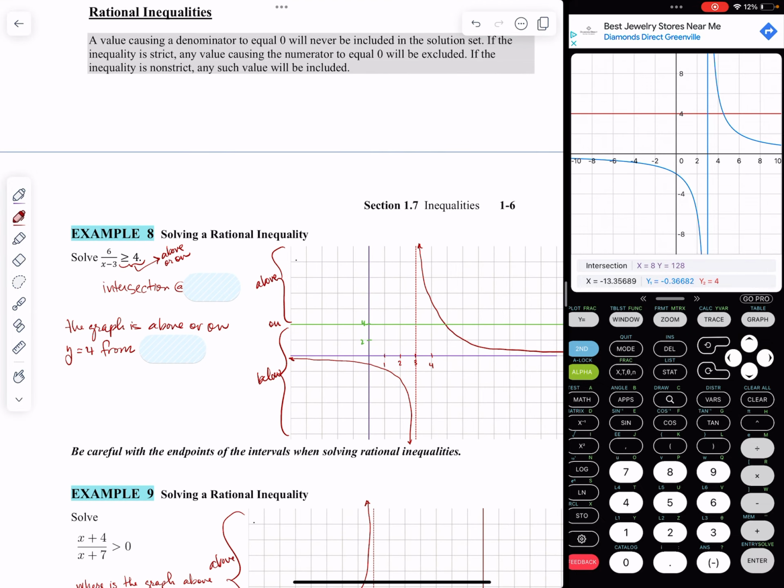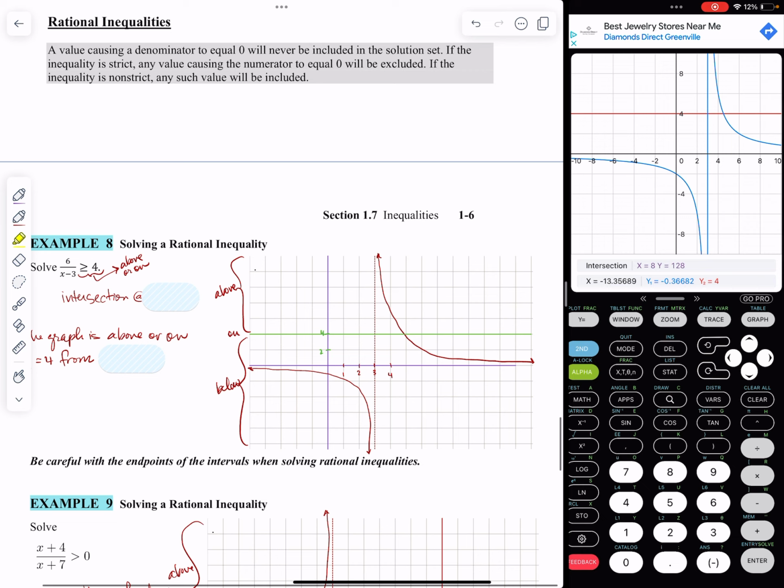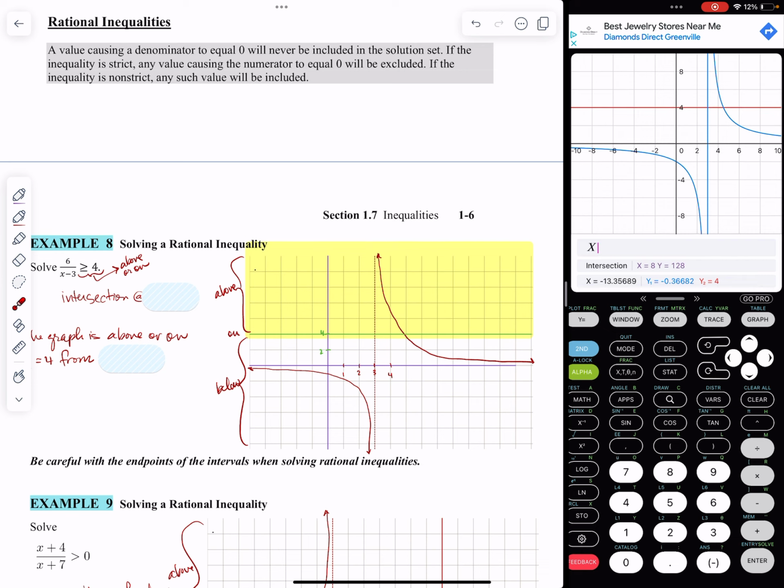Well, we see here on our graph that anything above or on y equals 4 is going to be this part as well. And really the only part of my graph that's above or on the 4 is just this part right here. So what we need to do is find out what this intersection is. Once we find out what this intersection is, we'll be able to say what this piece is.